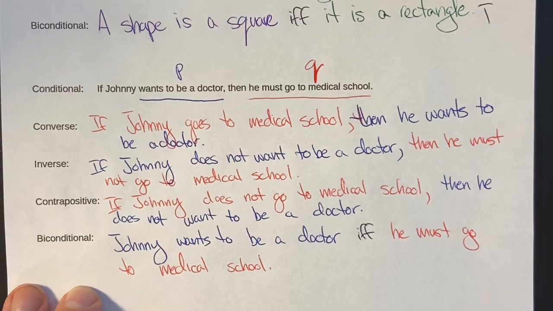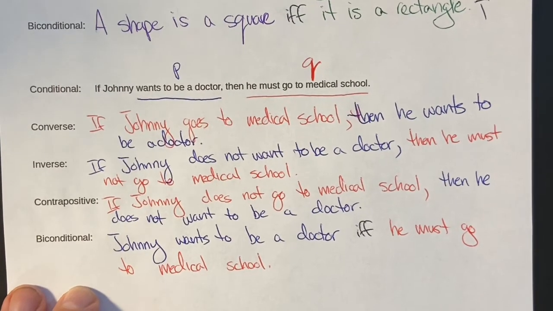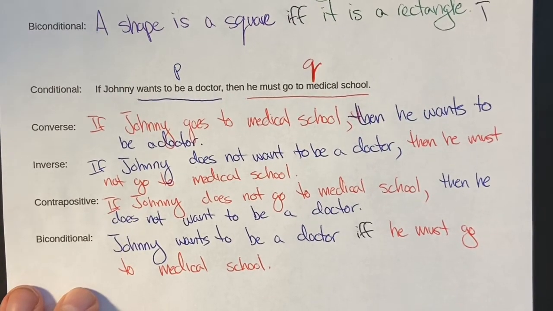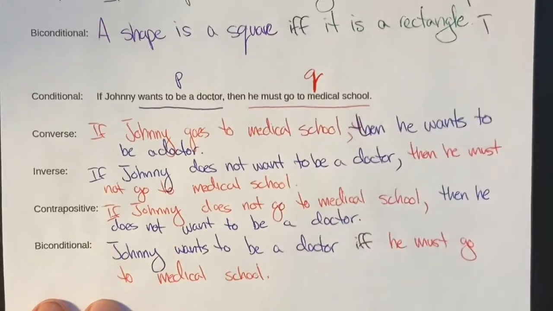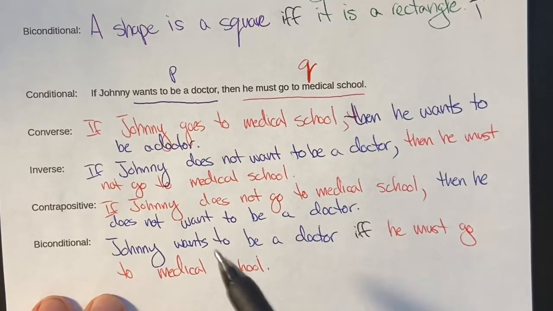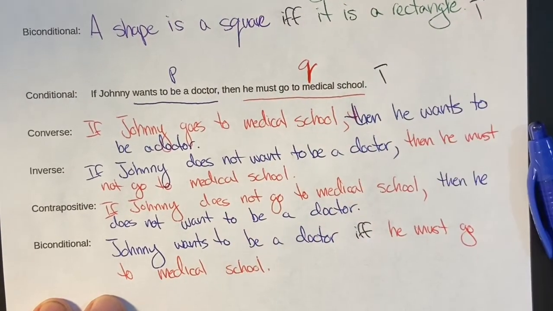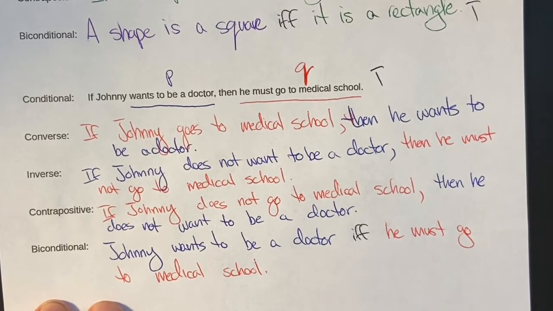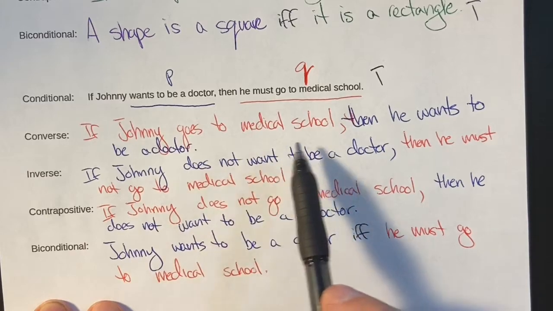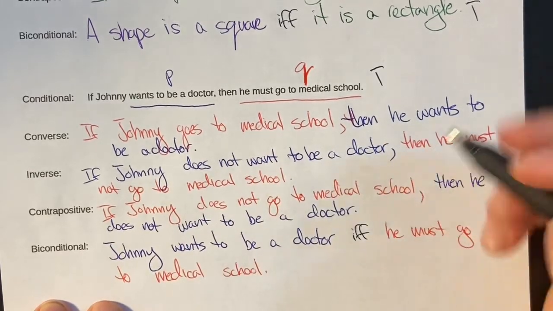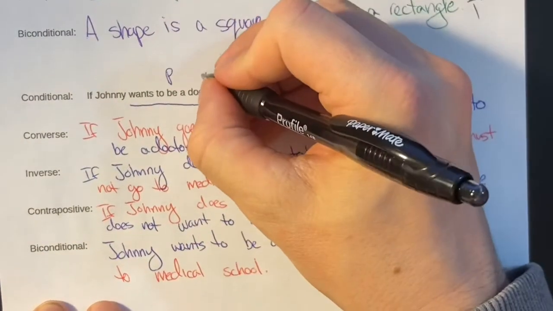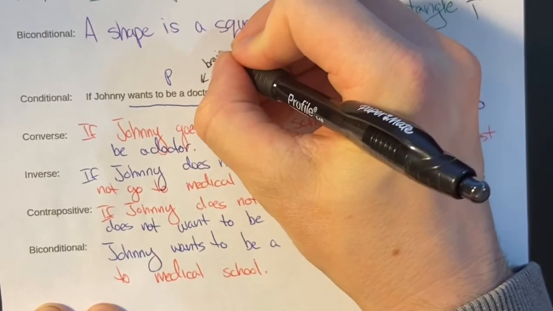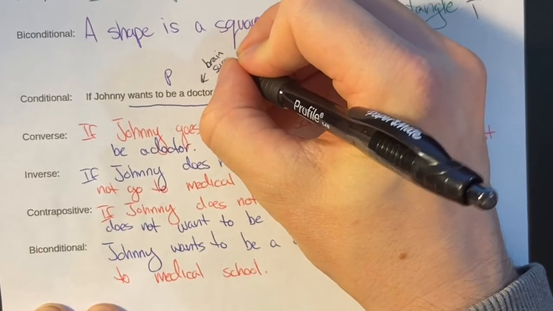All right, so let's just say that Johnny wants to be a surgeon. Okay, let's not be nitpicky here. Let's say Johnny wants to be a doctor of medicine. That's what we mean by doctor. So we're going to say that this is true. If Johnny wants to be a doctor of medicine, then he must go to medical school. Great. If Johnny goes to medical school, then he must want to be a doctor. Well, maybe, so let's just say he wants to be a brain surgeon.